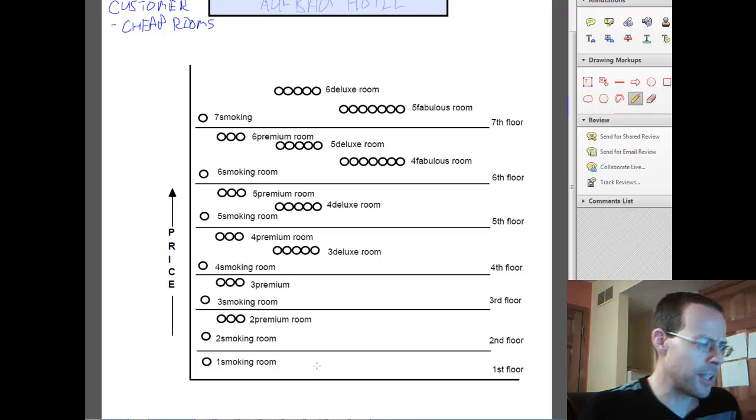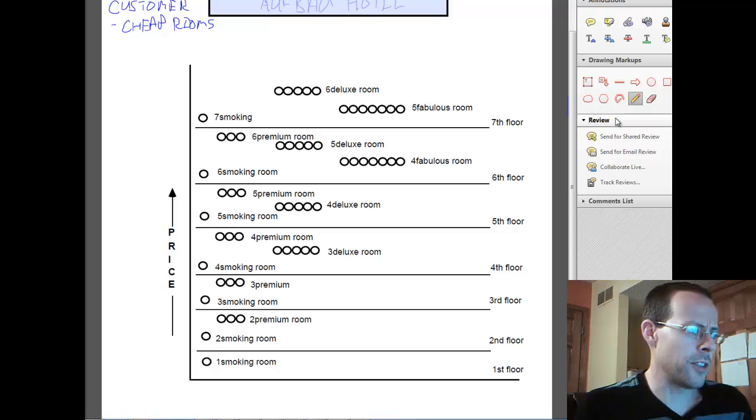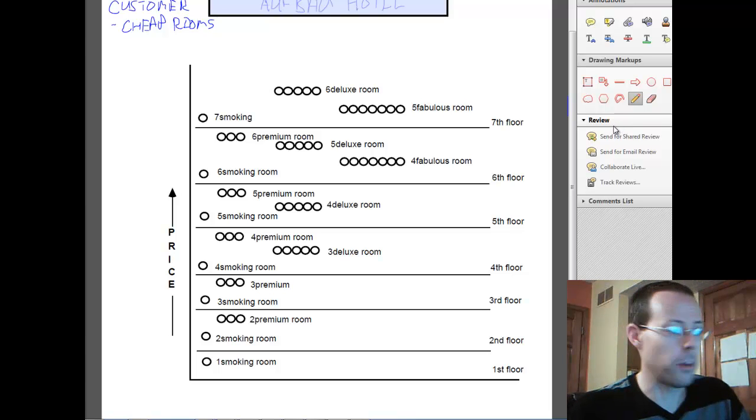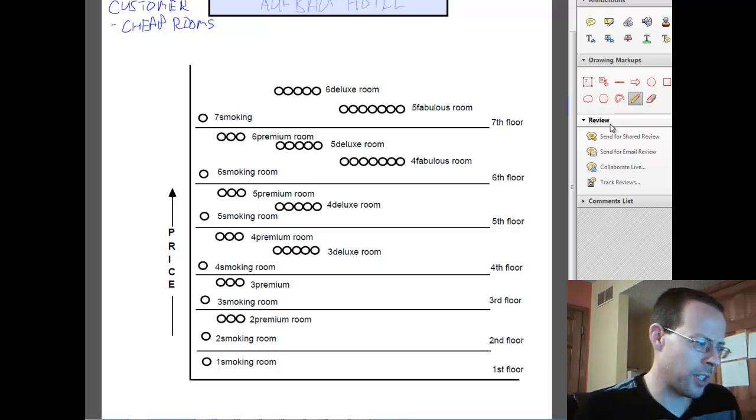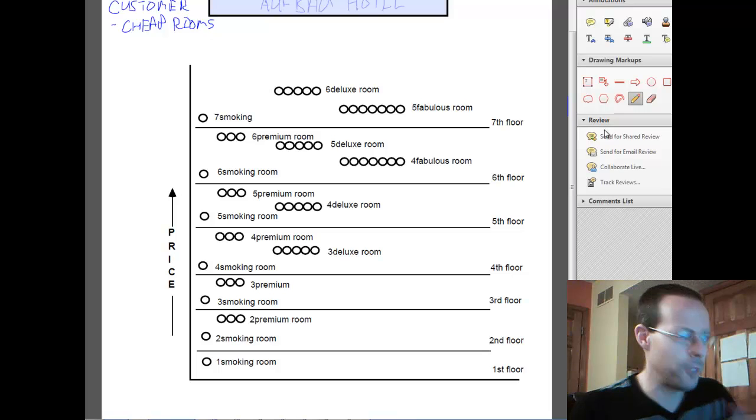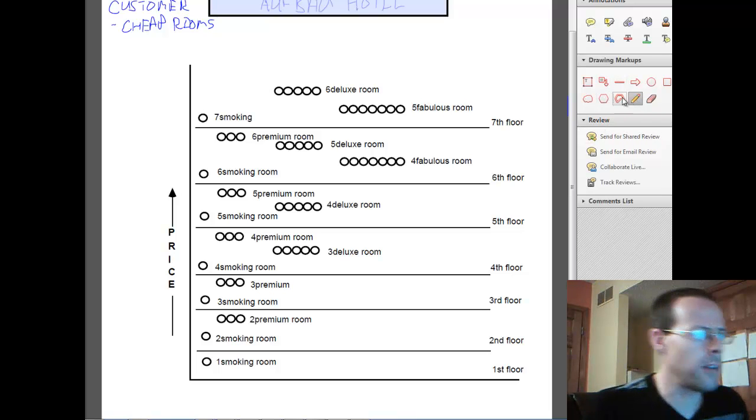And then, this is kind of interesting, I'm just going to point it out real quick: if you look here on the 4th floor, there are some deluxe rooms. They really are on the 3rd floor, okay? However, because of their price, they're priced between a 4th floor smoking and a 4th floor premium. So really on the 3rd floor we have 5 deluxe rooms, and then it gets a little more crazy. On the 4th floor we have fabulous rooms starting. But if we can just keep it straight between smoking, premium, and deluxe, you'll be fine.